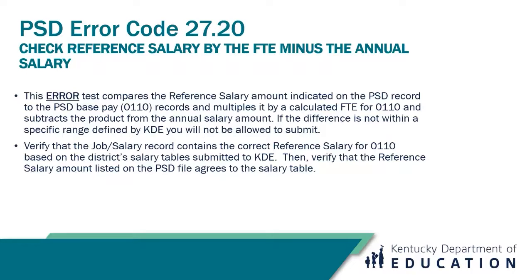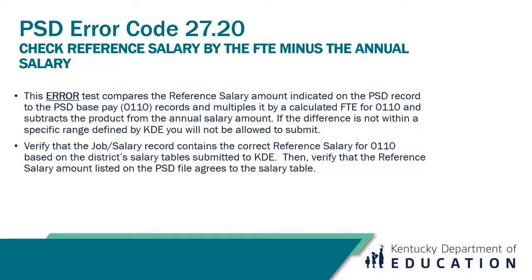Error code 2720. You want to check the reference salary by the FTE minus the annual salary. So this is the calculation that we looked at in CSD. This is the calculation for PSD. This error test compares the reference salary amount indicated on the PSD record to the PSD base pay, 0110 records, and multiplies it by the calculated FTE for 0110 and subtracts the product from the annual salary amount.